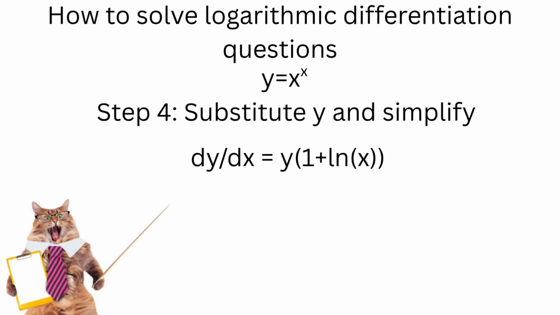So now the final step, step number 4, is to substitute y and then simplify. So if you remember from the original equation, we know that y equals x to the power of x. Thus, let's just plug that in back to our derivative, and then we get dy over dx equals x to the power of x times 1 plus the natural log of x.